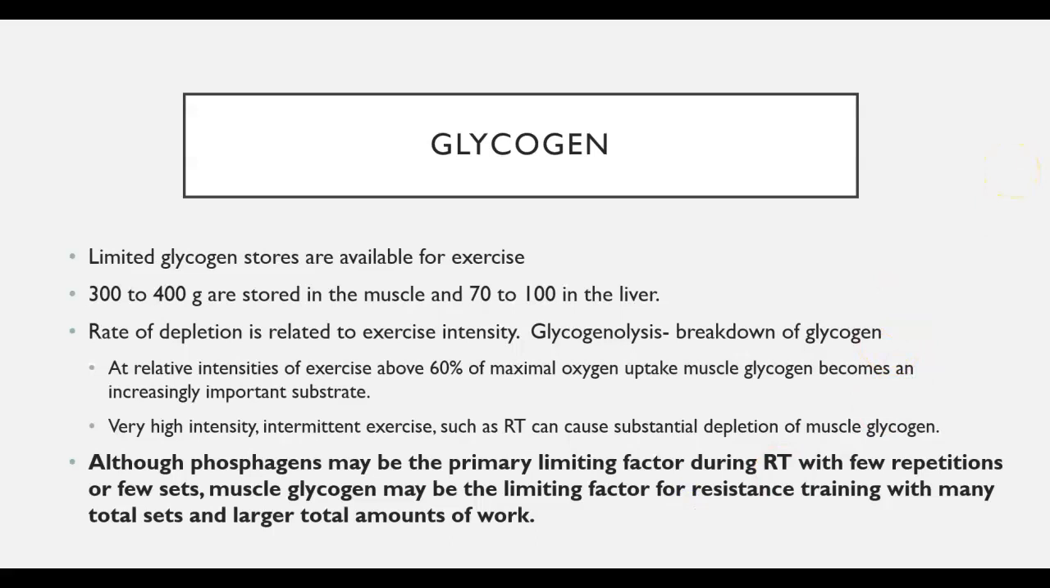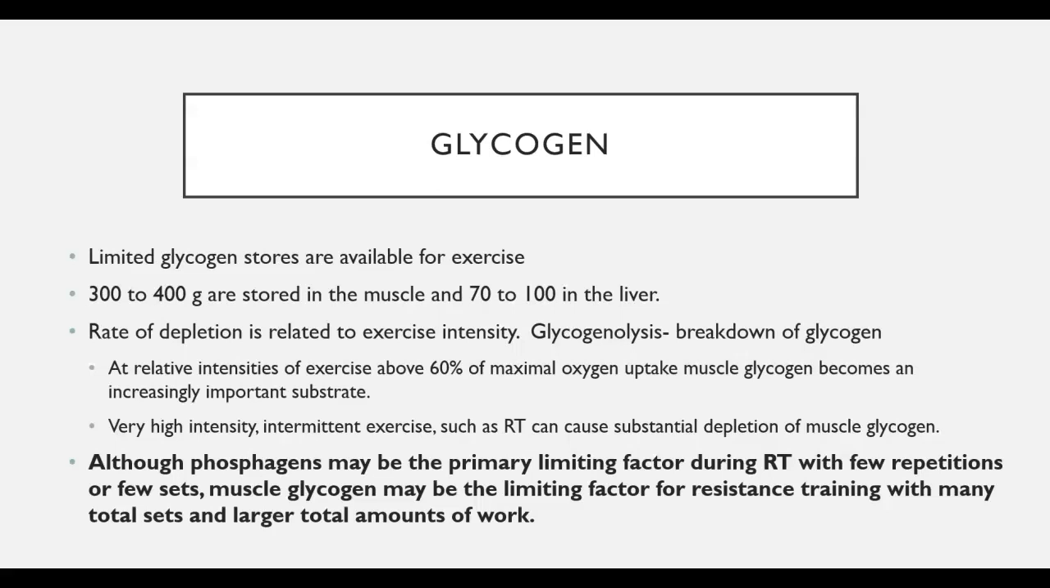Now, limited glycogen stores are available for exercise. It's going to be a lot more than creatine phosphate. We have about 300 to 400 grams stored in the muscle at any given time. Glycogen is also stored in your liver. And the rate of glycogen depletion is related to exercise intensity.